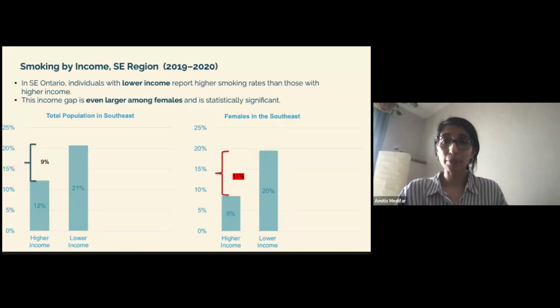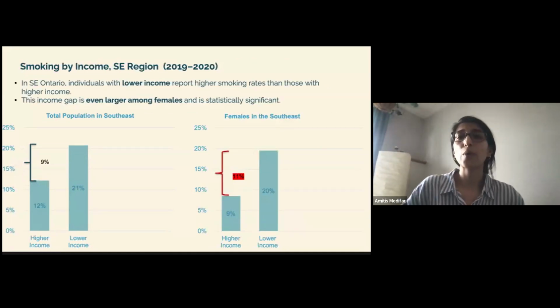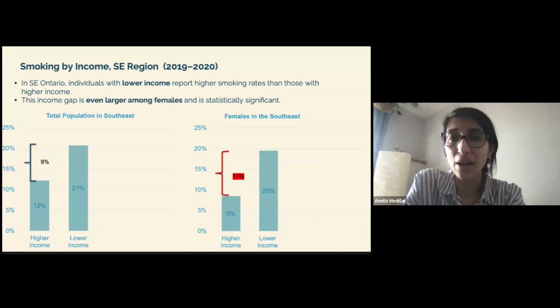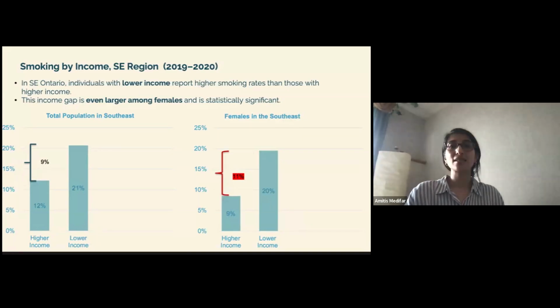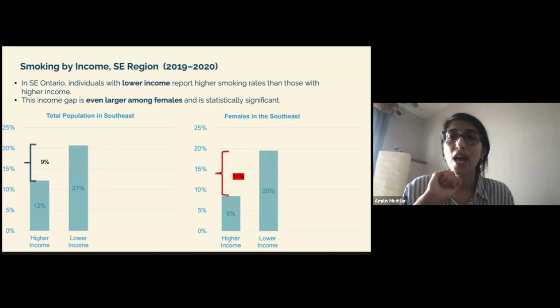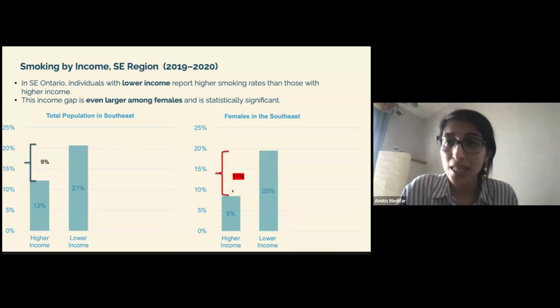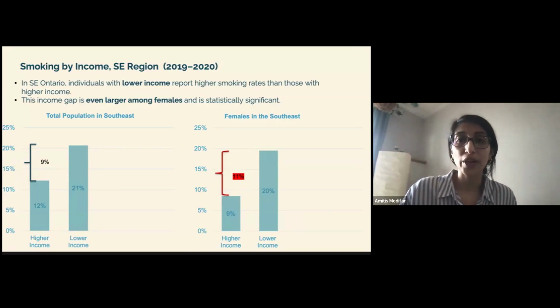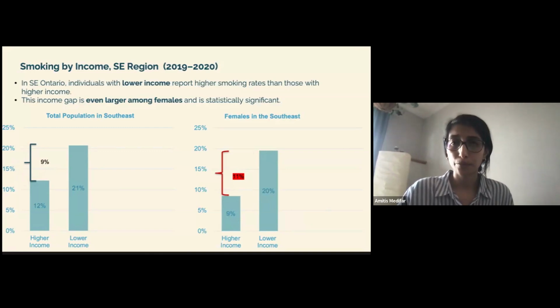So now I'm going to shift to a health behavior, smoking, and how it's shaped by both income and gender in Southeastern Ontario. In the Southeast, we see that people with lower income smoke more than those with higher income. But when we zoom in on females, the gap becomes even more pronounced. Lower income women have smoking rates that are more than double those of higher income women. And this difference is statistically significant, meaning it reflects something systematic and not random. It is a strong example of why equity work needs to look at intersection, not just one variable at a time.